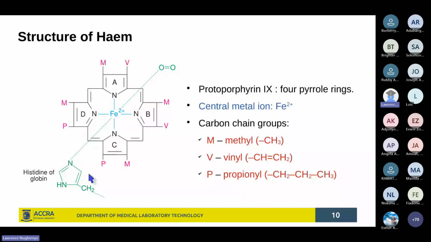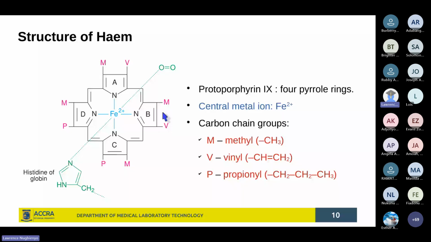Now, another thing is that on each of these pyrroles, the A, B, C, D pyrroles that we have looked at, you see that there are some letters written on those pyrroles. M, V, and there is M, P. On C and D, you have MP. On A and B, you have MV.